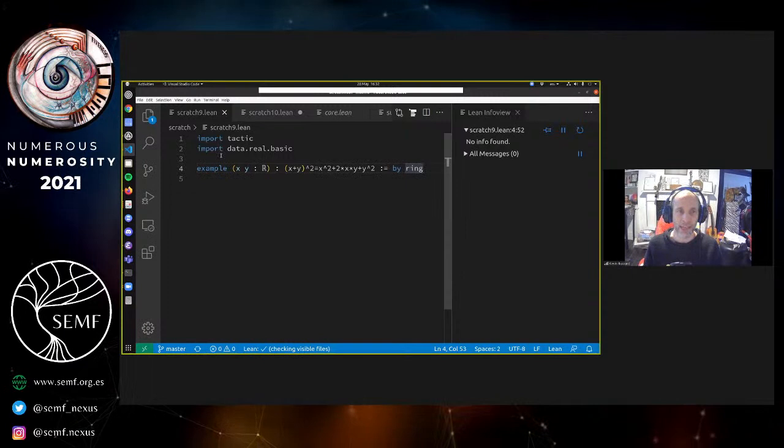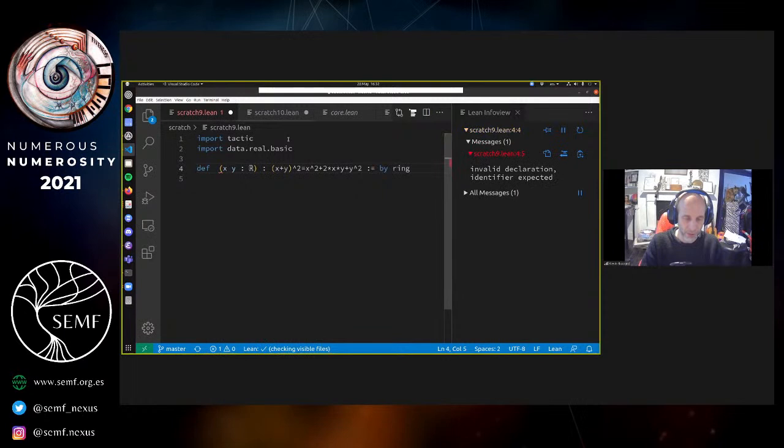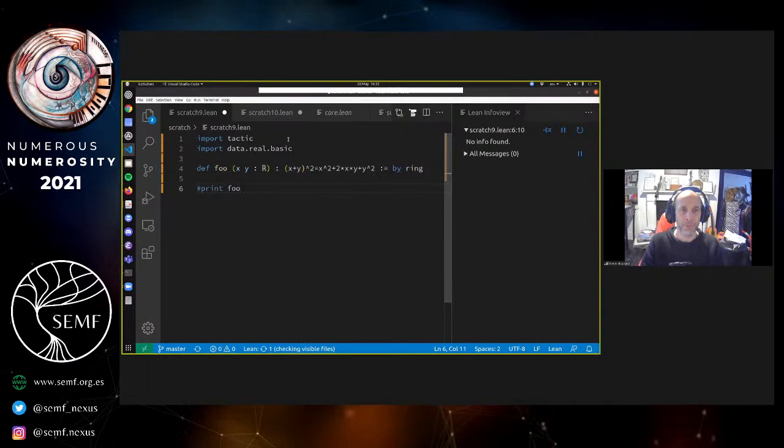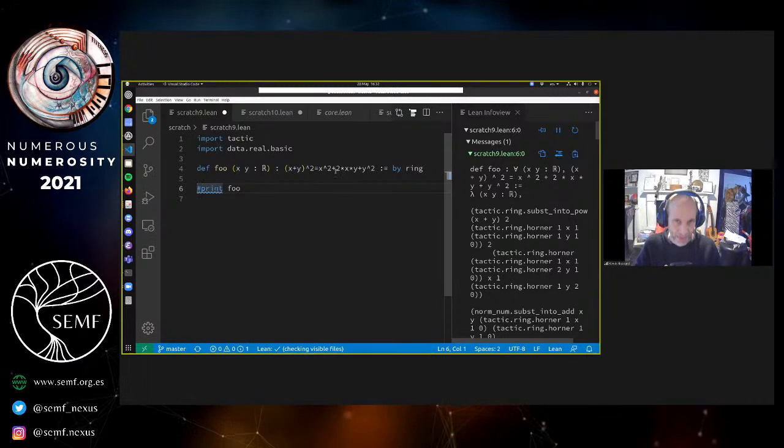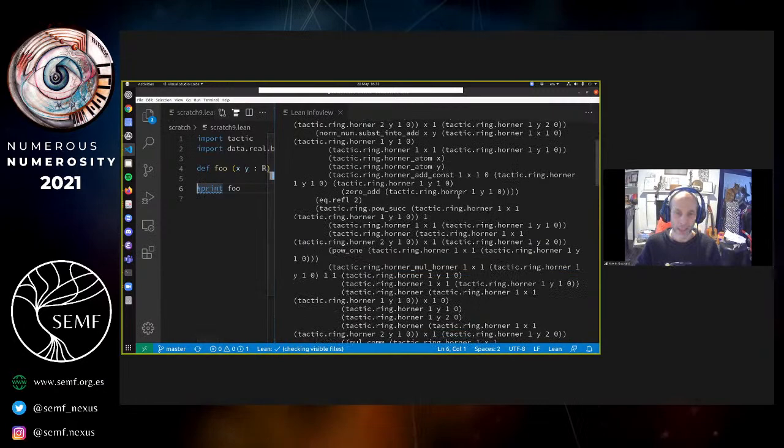And now let's do what we did before. Let's define whatever, foo. That's what mathematicians call things. And now let's print foo. So if you asked a student to prove that x add y squared is x squared add 2xy add y squared, if you said, show me your working, they would expand out the brackets and do things carefully. But if you ask Lean to show you its working, it's just absolutely incomprehensible.